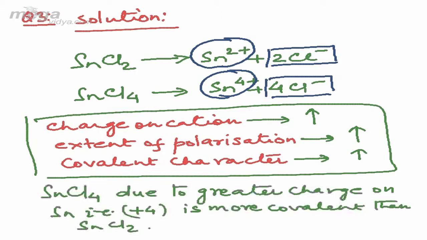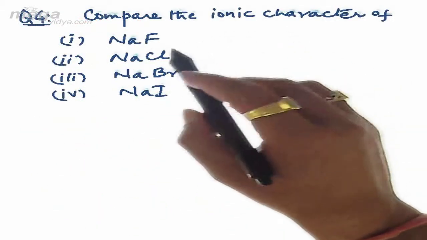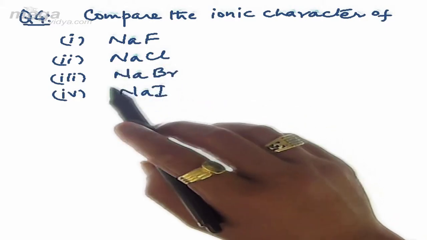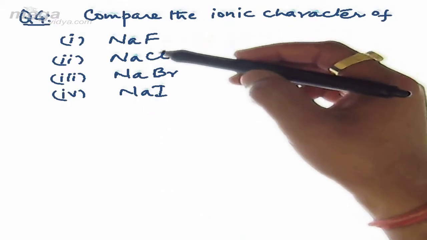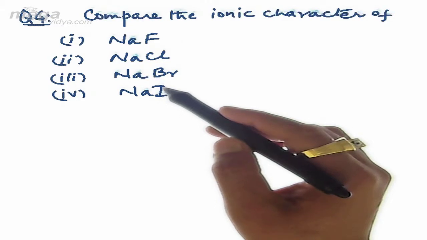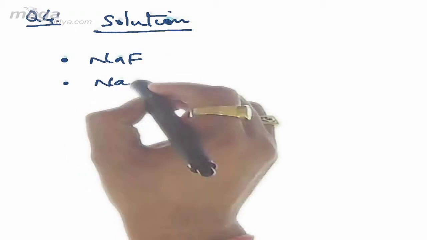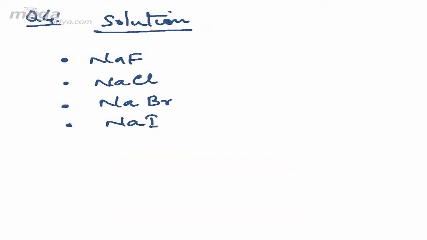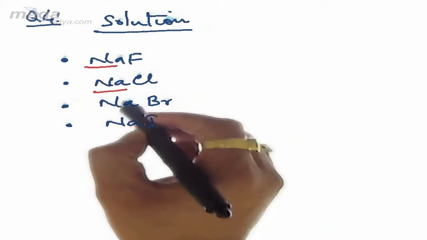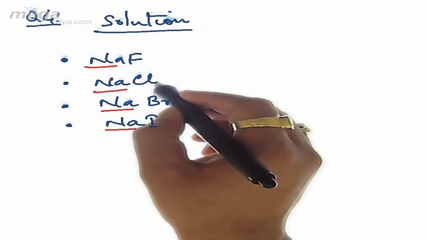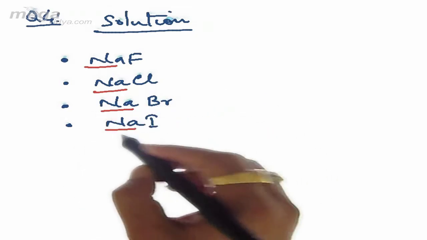So the conclusion is, here we have to compare the ionic character of sodium fluoride, sodium chloride, sodium bromide and sodium iodide. In the very first question, we found that the anion in all the 4 compounds was common, but the cations were different, and by comparing the size of cation, we had discussed the covalent character. Now here we have sodium fluoride, second is sodium chloride, third is sodium bromide and fourth is sodium iodide. In each of the 4 compounds, the cationic part is common, but the anions are different. In NaF we have fluorine, in NaCl we have Cl, in NaBr we have bromine, and in NaI we have iodine.